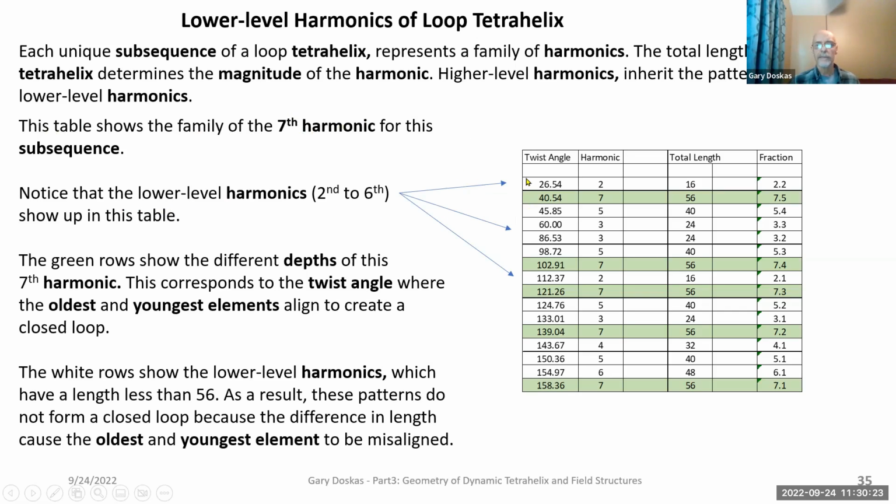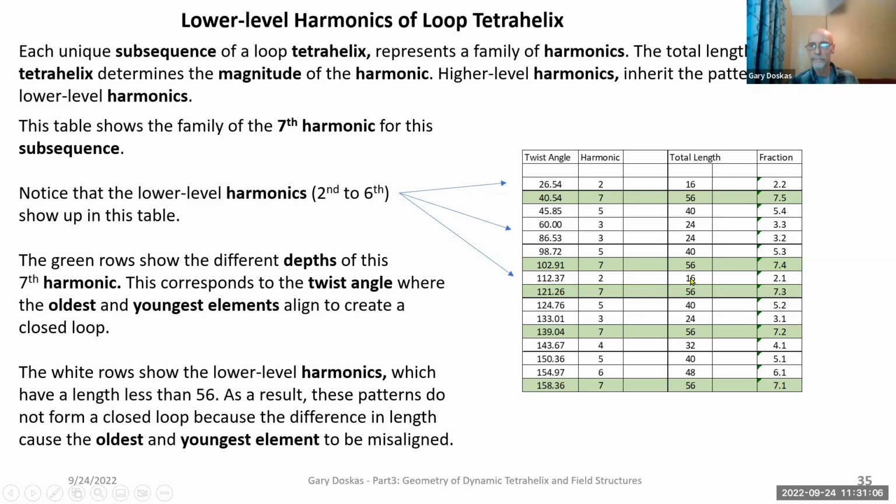And you'll notice in the white rows, that harmonics for the 2nd through 6th harmonic show up in this table, sort of interspersed between the green rows. So the green rows show what I showed earlier, the 7.1 through the 7.5 harmonic, where they create the closed loop. And interspersed among that are these white rows that represent the lower level harmonics, where the length would be a shorter length. But at these particular twist angles, they come up with a low level harmonic pattern.